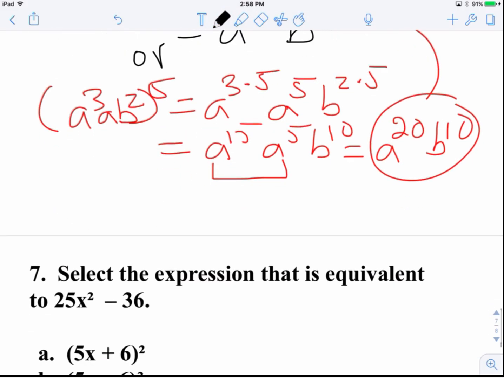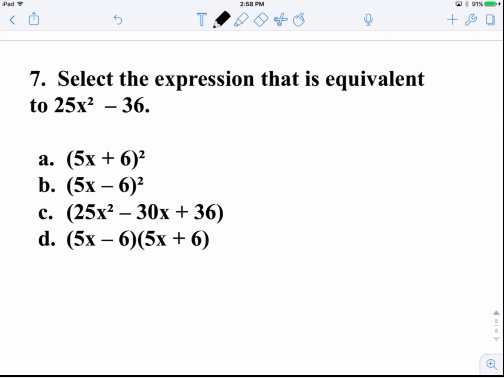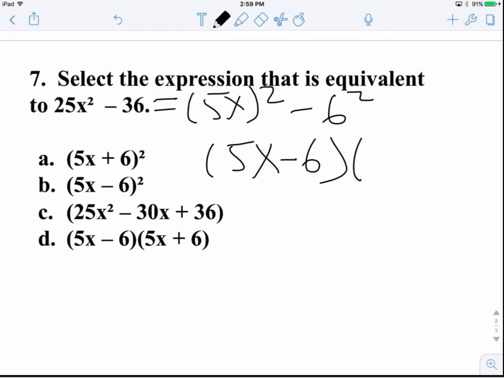Okay, so let's move on to number 7. Select the expression that is equivalent to 25x squared minus 36. So rewrite 25 as 5 squared, and 36 is, my mistake, 6 squared. Let me erase that. So 36 is 6 squared. So where a square minus a square becomes 5x minus 6 times 5x plus 6. Close parentheses, so the answer is D.